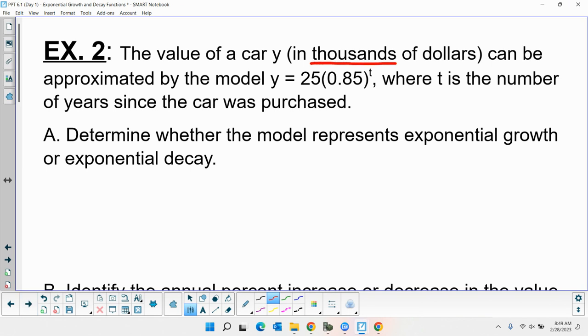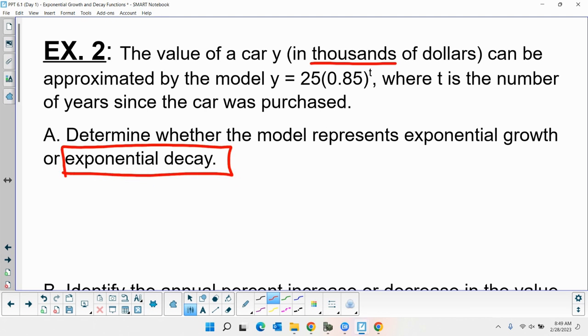So the initial price of this car was $25,000, is what they're saying. You understand? It can be approximated by the model 25 times 0.85 to the t power, where t is the number of years since the car was purchased. So when you buy a car, and after you have it a few years, is it worth more money or less money? Less. So is this growth or decay? This is decay, right?